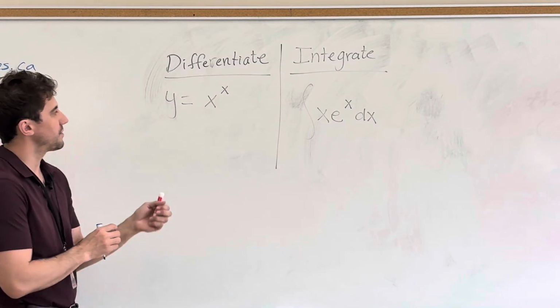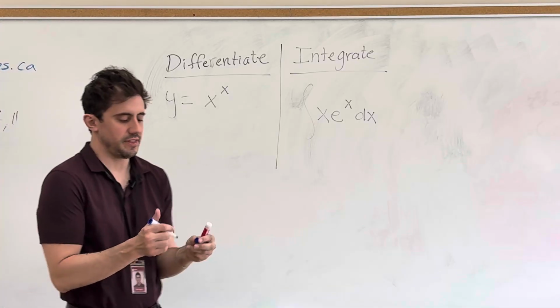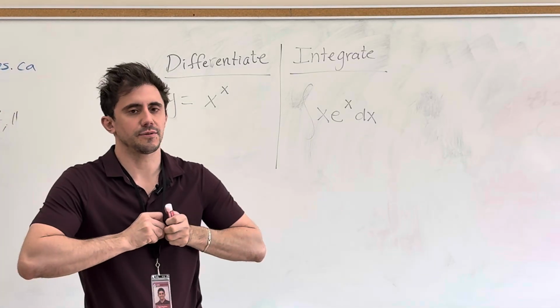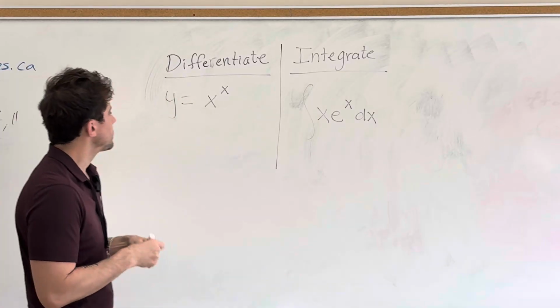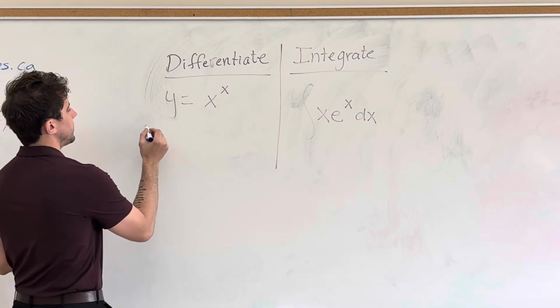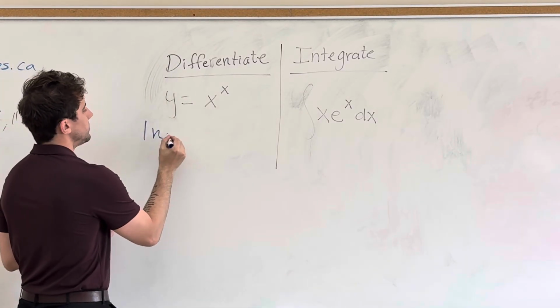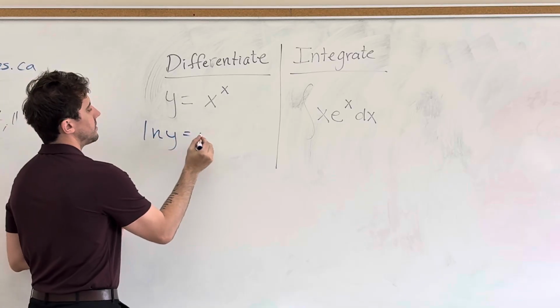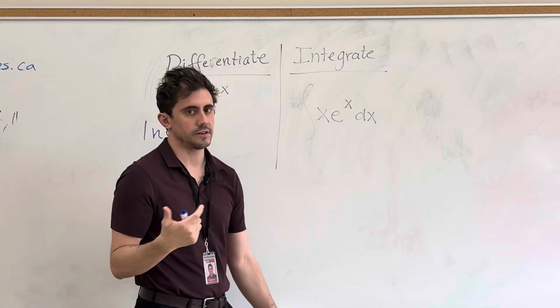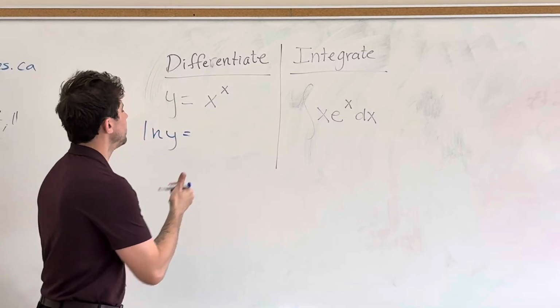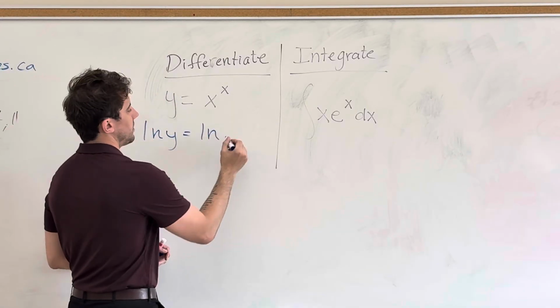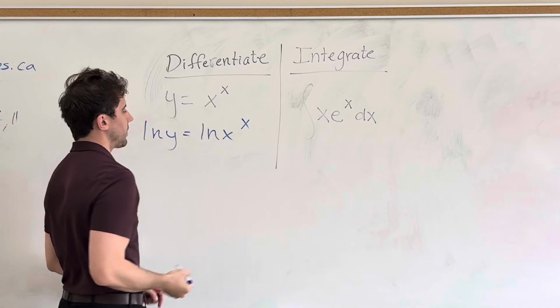So today we're going to differentiate this x to the x function, and so we're going to need to use logarithmic differentiation. What that means is we're going to start off by taking the ln, log base e, of both sides, and then we're going to use those laws of logarithms to make this doable. So we have the ln of y is equal to the ln of x to the power of x.